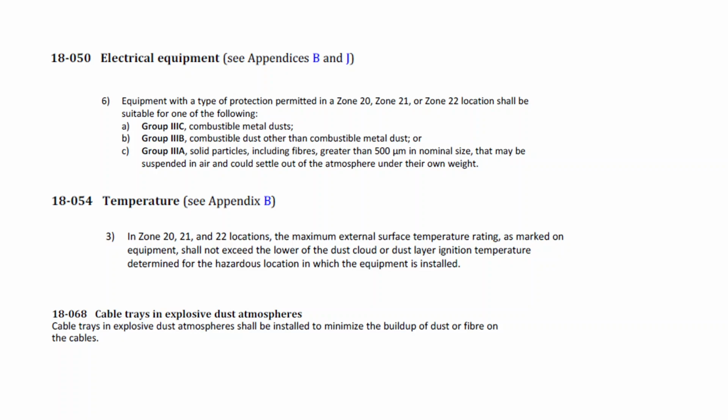18068 indicates cable trays in dust atmospheres. Cable trays need to be installed to minimize the buildup of dust or fiber on them. And so that would mean instead of perhaps installing it horizontal, like this, you install it on a wall vertically, like this. And so there is less chance or less amount of material that would accumulate onto the cables. It's very difficult to remove dust from cables on a cable tray for operators at a plant.